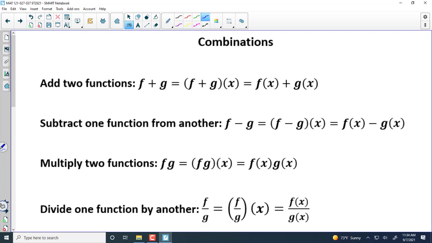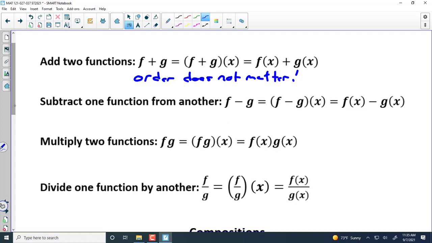Adding two functions together, you might see the notation written like f plus g without an x, f plus g with an x, or f of x plus g of x. They all mean the same thing. And with adding, order does not matter. Because adding things, 3 plus 4 is the same as 4 plus 3. It's the same with functions. It doesn't matter if you do f plus g or g plus f. With subtraction, it does. So f minus g is not the same thing as g minus f. Multiplication, order does not matter.